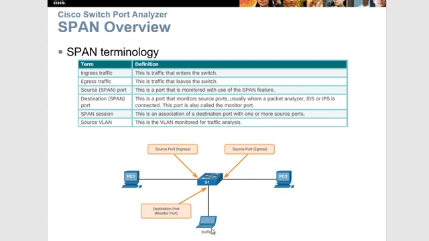Your SPAN session is the association of your destination port with one or more source ports up here, as you can see there. And then you've got your source VLAN, which is the VLAN being monitored for traffic analysis.